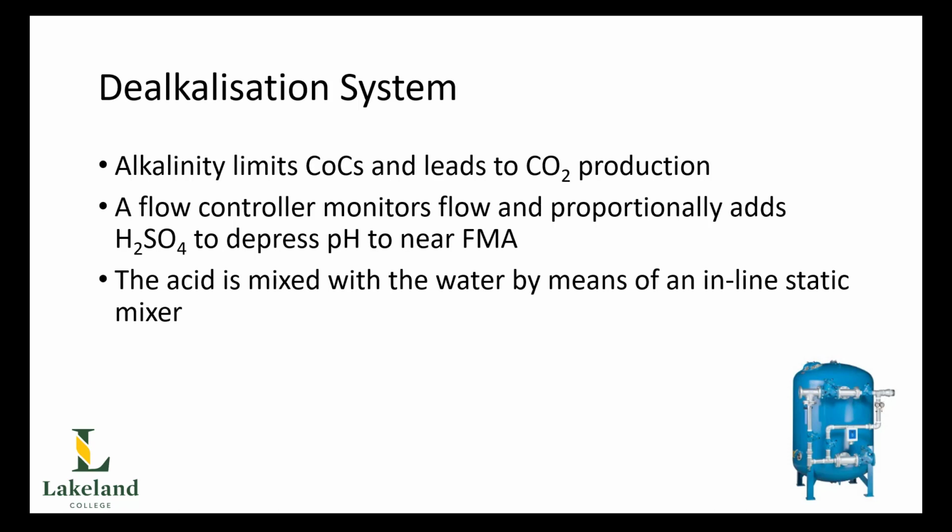Now, the second reason is that our alkalinity species can also break down and release free carbon dioxide. That will then be reabsorbed into the condensate in the condensate return system and cause carbonic acid to form, which will lower our pH and then cause carbonic acid attack in the condensate return system. So these are the reasons why we may wish to reduce the alkalinity in our boiler feed water.